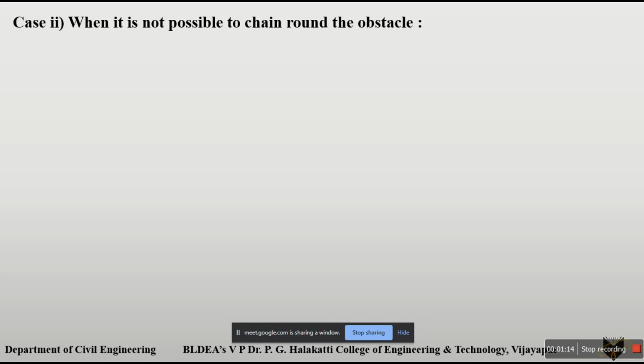In the last class we discussed the obstacles in chaining. In the second case, they are divided into two parts: one is obstacle due to a pond, and the other is obstacle due to a river. Obstacle due to a pond means you can take the measurement around the pond. In that condition we have discussed four methods.